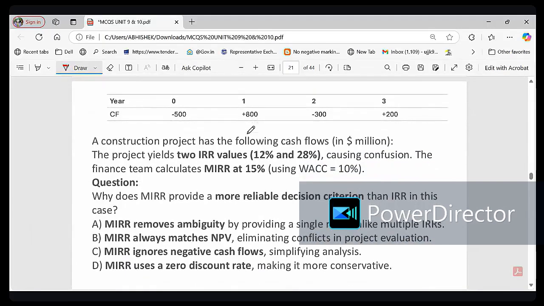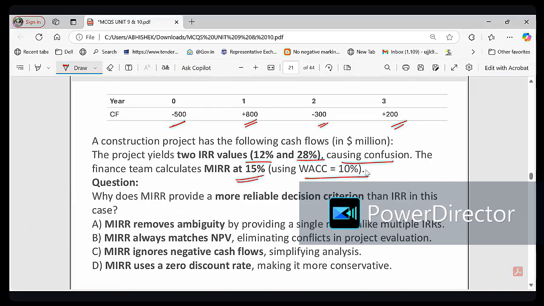Here also you can see the cash flows. Let's look at a construction project. The cash flow is in $1 million. Initially they invested $500 million. First year they got $800 million. Second year, minus 300, that is a cash outflow. And third year is $200 million. Now this project has two IRRs, 12% and 28%, right? And the company finance team is scratching their heads, causing confusion. But they also calculated the MIRR and got 15% using WACC equal to 10%.